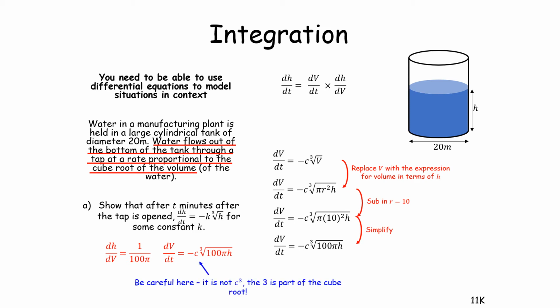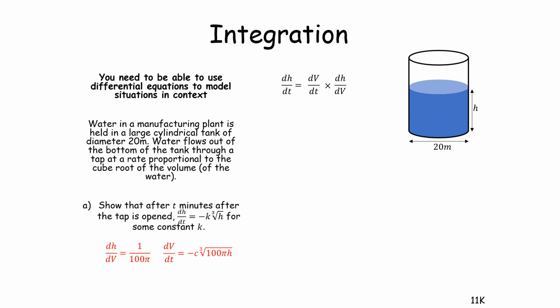Now all we have to do, first of all, we need to be careful. It's not c cubed, it's cube root. So it could quite easily be mistaken as c cubed, but it's cube root of 100 pi h. So we need to be careful here. We simply just replace the expressions we found. So dh/dt is equal to minus c cube root of 100 pi h times 1 over 100 pi.